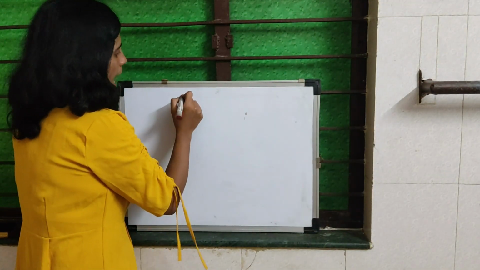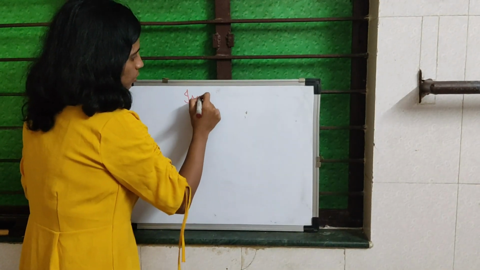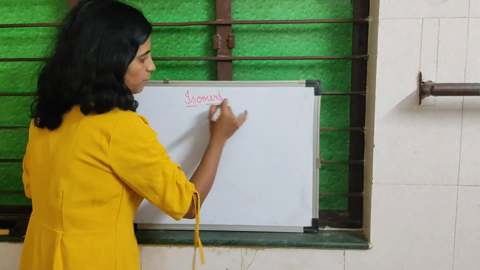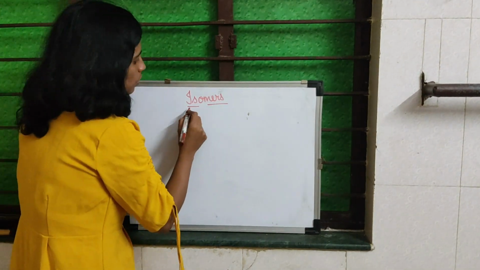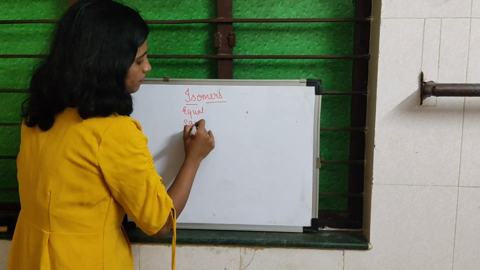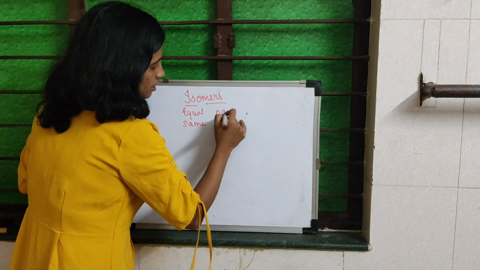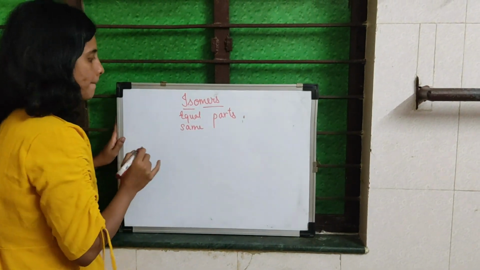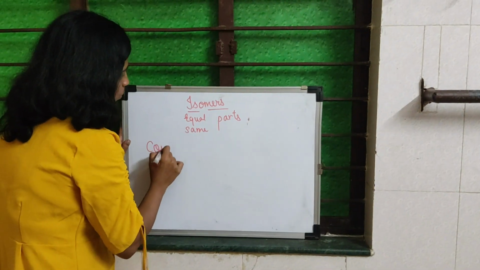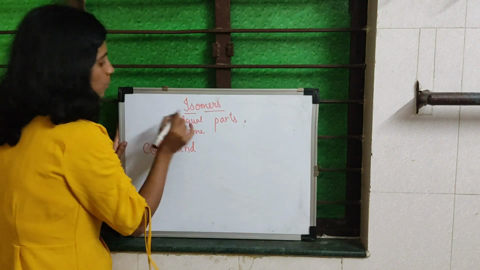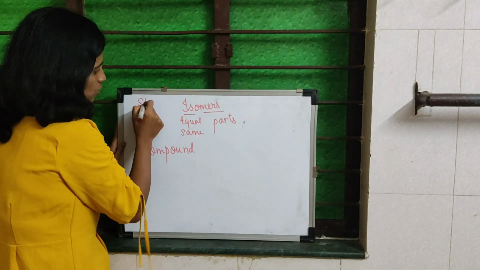Let us discuss isomers. First, let us understand the meaning of the word isomers. Iso means equal or same, and mers means parts. So isomers are nothing but compounds which have the same. So now we are going to discuss structural isomers.